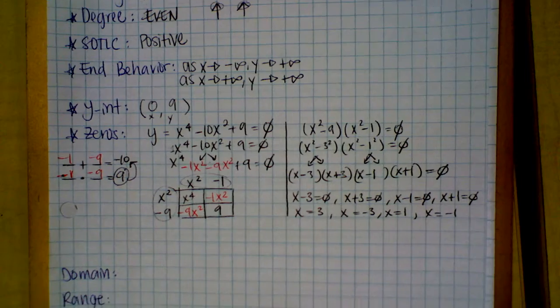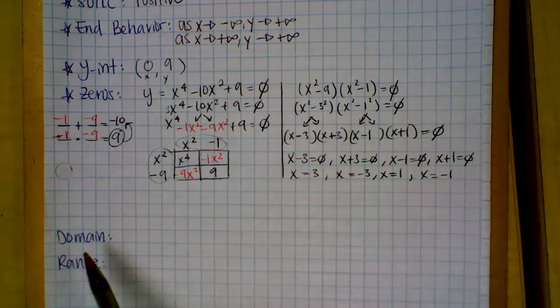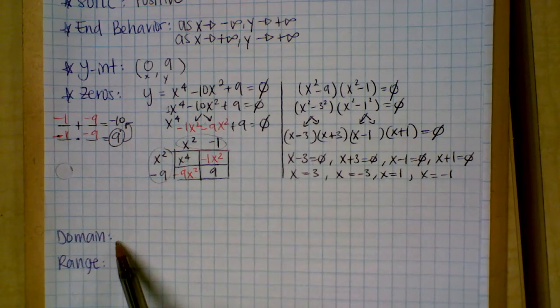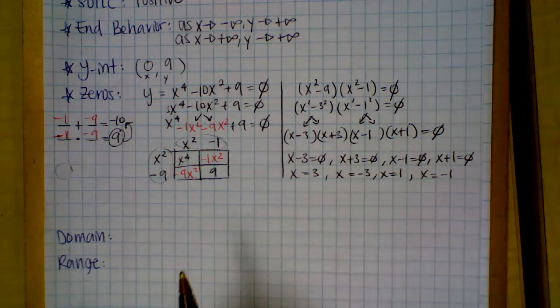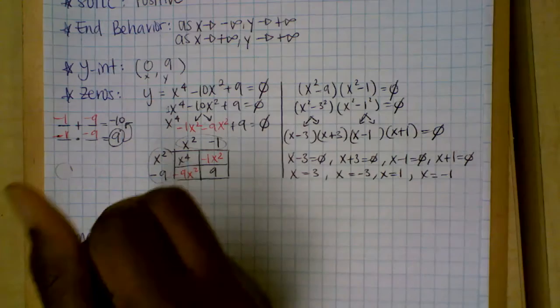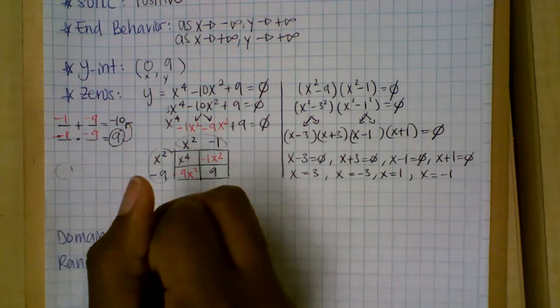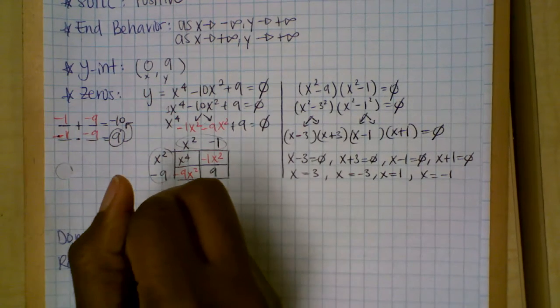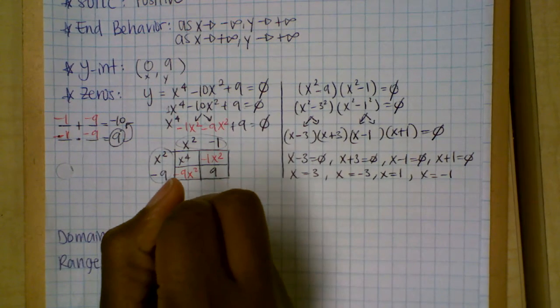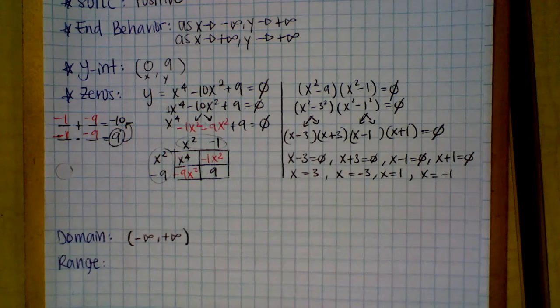Okay, now let's do the domain. Like I explained earlier, the domain for every polynomial is always going to be all real numbers. So all real numbers in interval notation goes from parentheses, -infinity, comma, +infinity, and you close the parentheses.